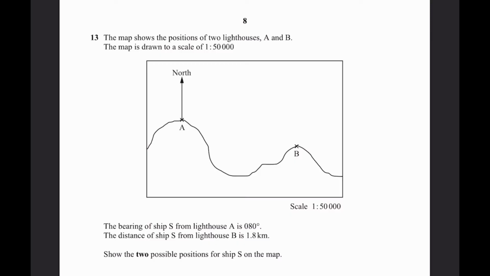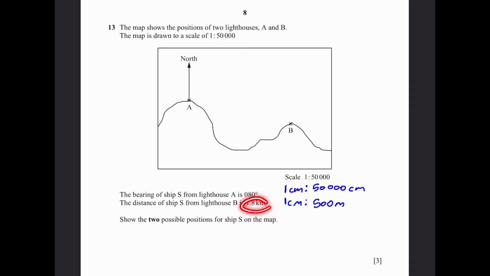The map shows the positions of two lighthouses, A and B over here. The map is drawn to a scale of 1:50,000. The bearing of ship S from lighthouse A is 80 degrees. The distance of ship S from lighthouse B is 1.8 kilometers. Show the two possible positions for ship S on the map. So first we need to scale this. So let's take 1 centimeter is to 50,000 centimeters. That means 1 centimeter is to 500 meters. So we have 500 meters here. 1.8 kilometers is 1,800 meters.